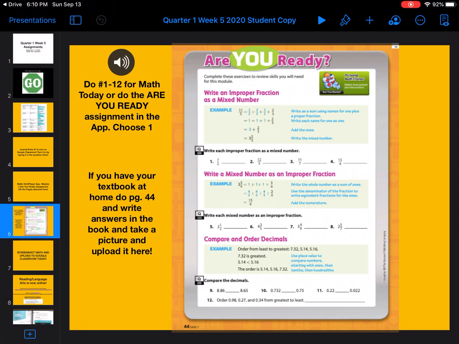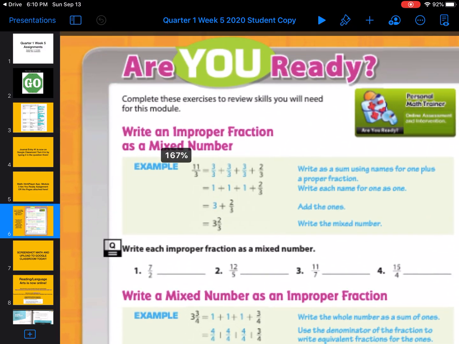Hey guys, so this is the Are You Ready assignment for math this week. We are moving on past chapter 2 on to chapter 3. Chapter 1 and chapter 2 were both review chapters from 4th and 5th grade. So this is now officially 6th grade.